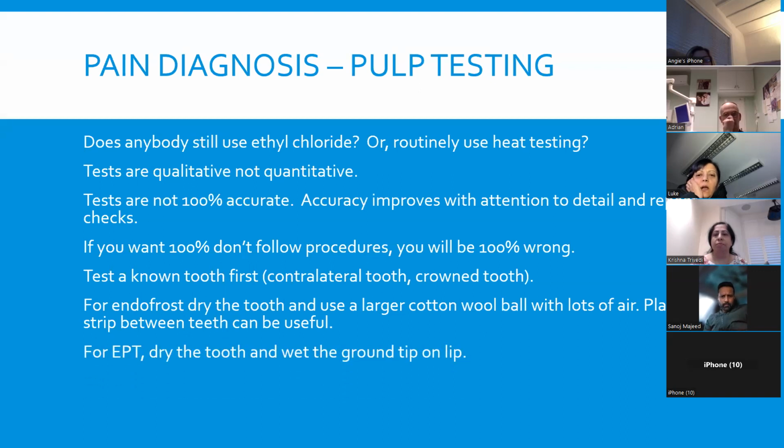For the electric pulp test, dry the tooth and wet the ground tip, which is on the lip, the metal thing that you put over the lip. And the air spray does not count as a pulp testing device. Now, do you need to do it on every tooth? Every relevant tooth. If you know the tooth is root treated, it's probably a waste of time, but then I would do it on the tooth next door to check what's going on.